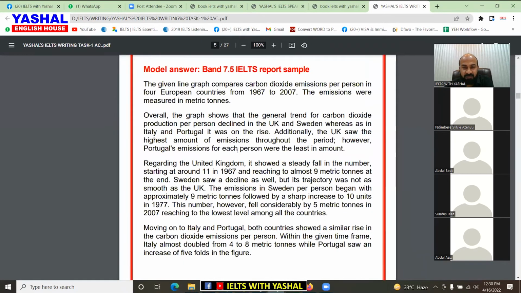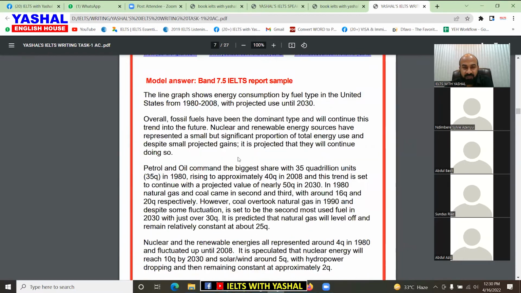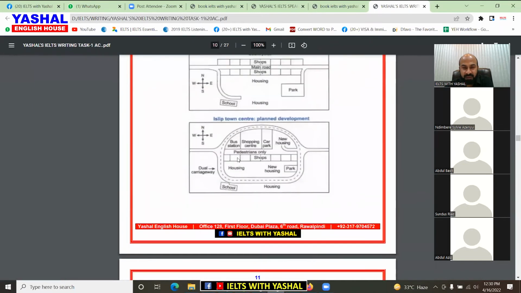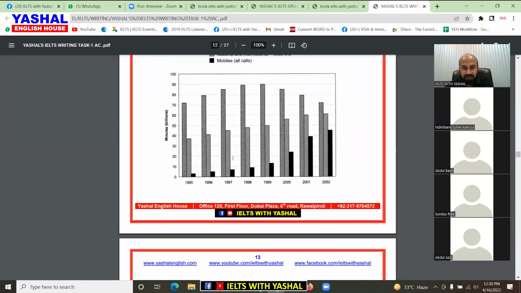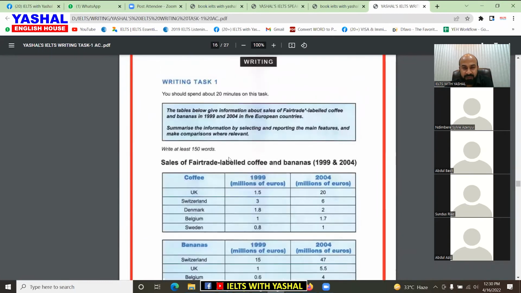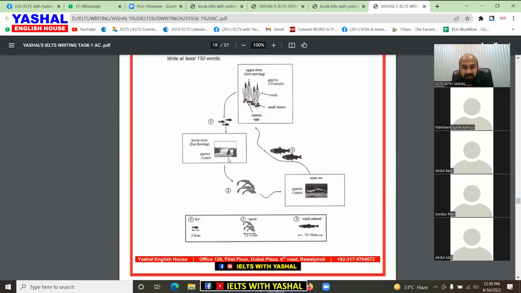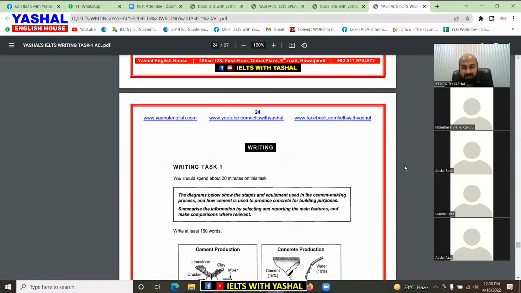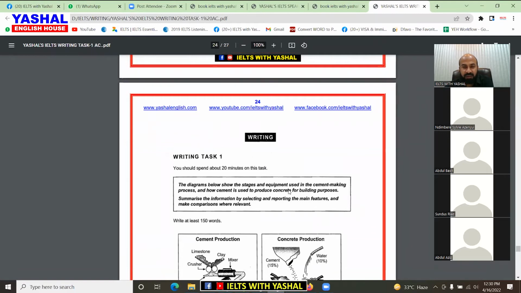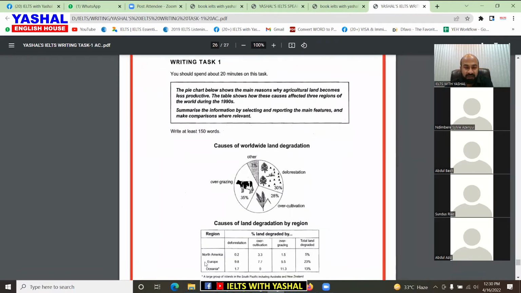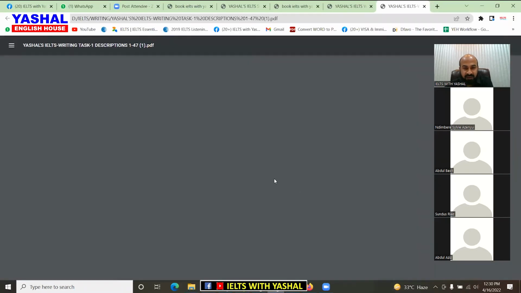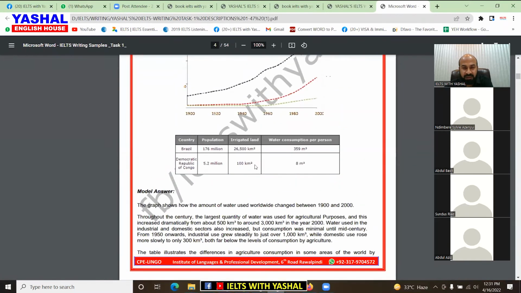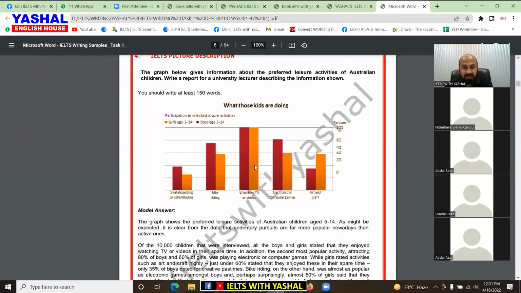This is another line graph. This is going to be a line graph. Then we have a map, then again a map, bar chart, table, process diagram, another process diagram. So this is the way we have been doing each and everything in our class. And apart from that, there is another writing task for students. This is like bar graph, model answers, line graph, model answers, bar chart.